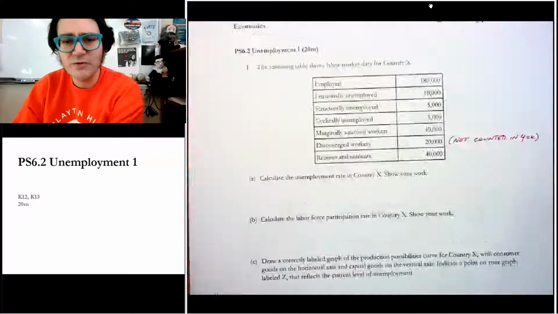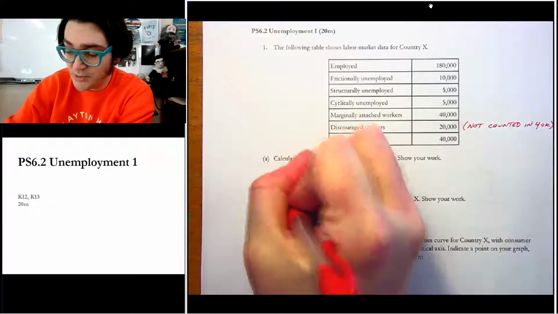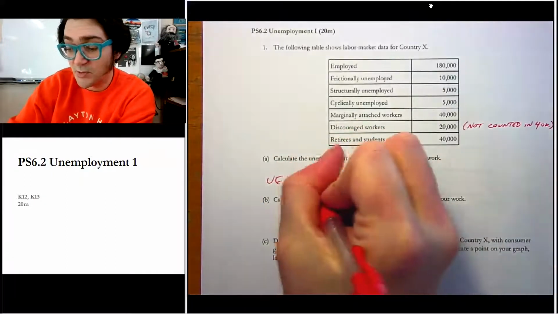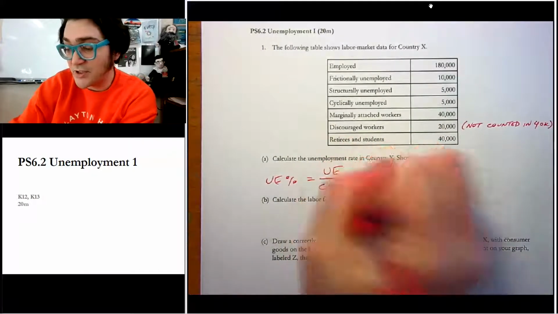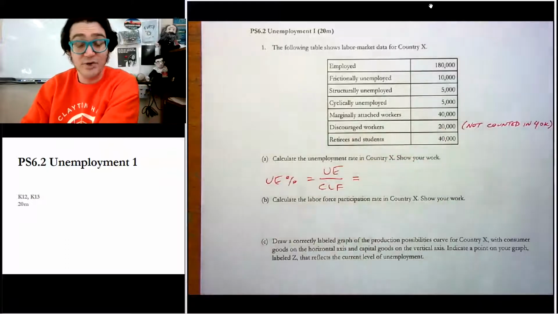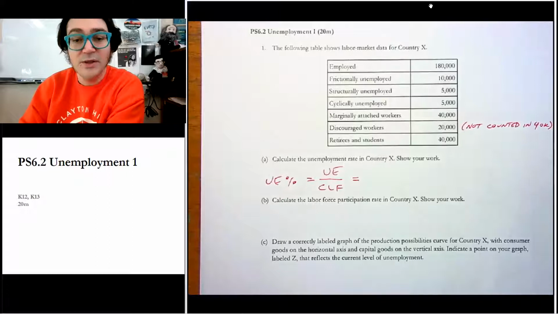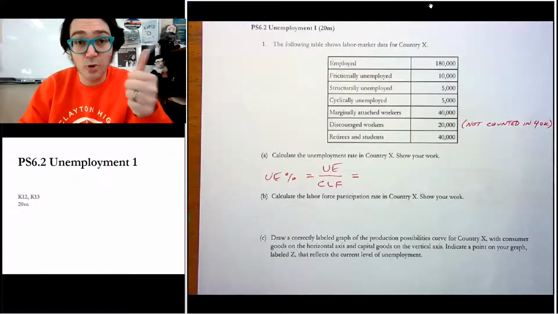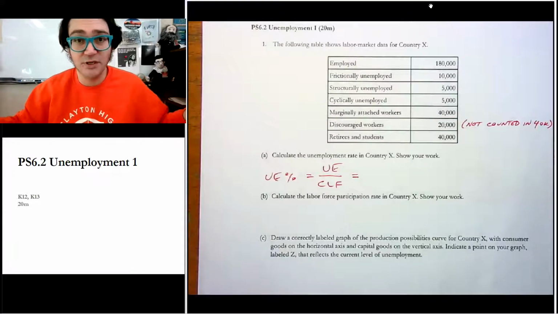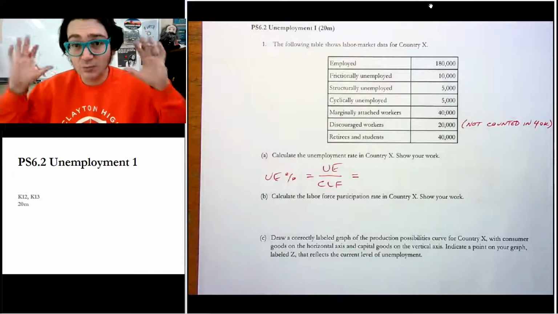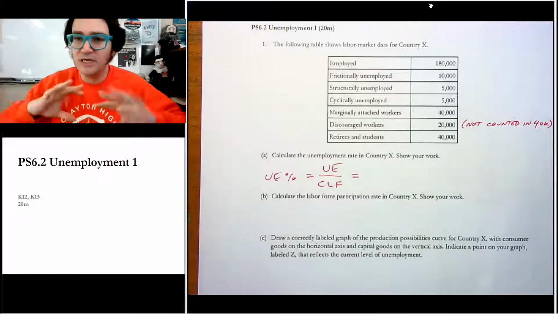So the first thing it says is calculate the unemployment rate in country X, show your work. And so we just remember that the unemployment rate is equal to the unemployed divided by the civilian labor force. Now, the hard part is actually knowing who's in the civilian labor force. Remember that basically, if you're in the labor force, you're one of two things: you're unemployed or you are employed. Nobody else is in the civilian labor force. So that's a relatively straightforward one. If you're employed or unemployed, that's all you have to do.